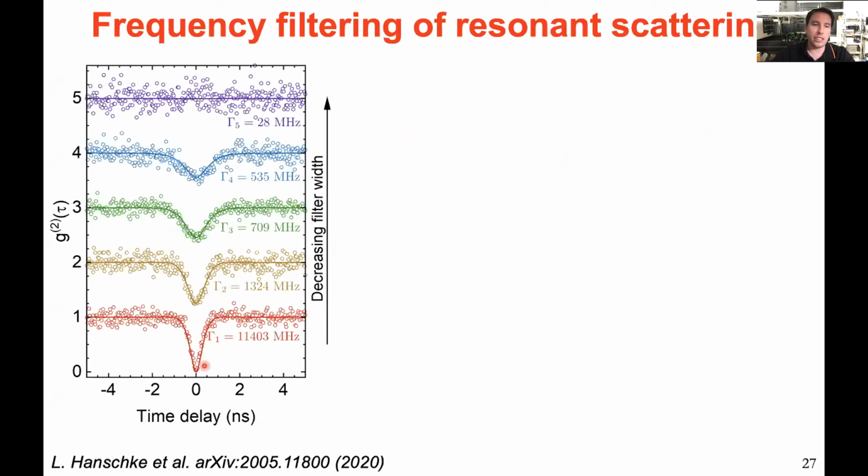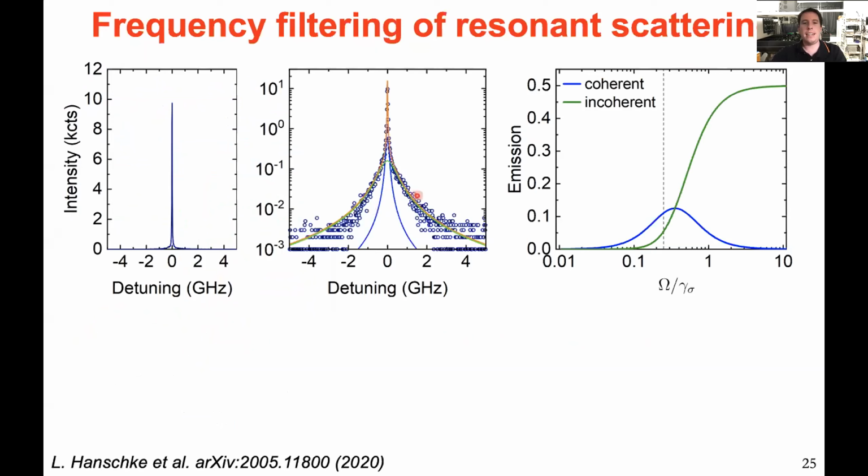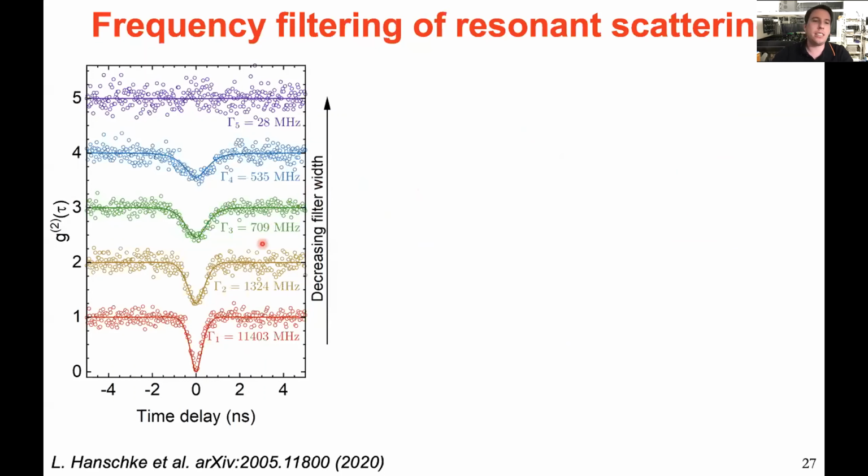Without frequency filtering, as I mentioned before, in the G2 of tau curve, we observe strong anti-bunching for zero time delay. So the unfiltered coherent and incoherent scattering produces anti-bunching. But now when we decrease the filter widths to cut away the part that comes from the incoherent emission and just focus on the coherently scattered light, we can see that with decreasing filter widths, the anti-bunching vanishes. So as soon as we filter only on the coherently scattered laser, we don't see any anti-bunching anymore.